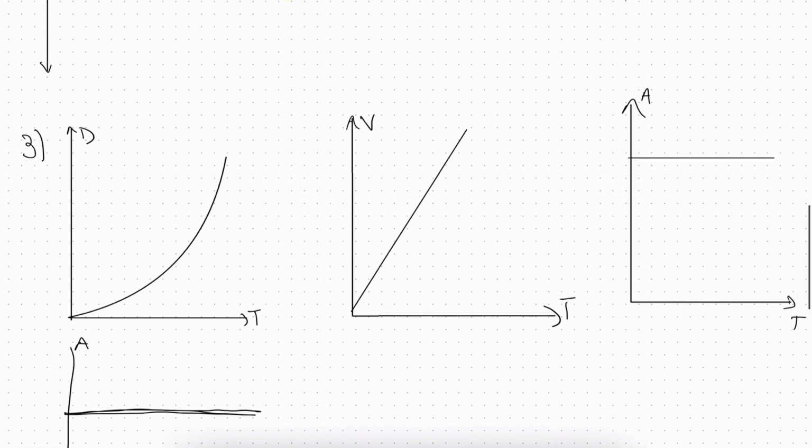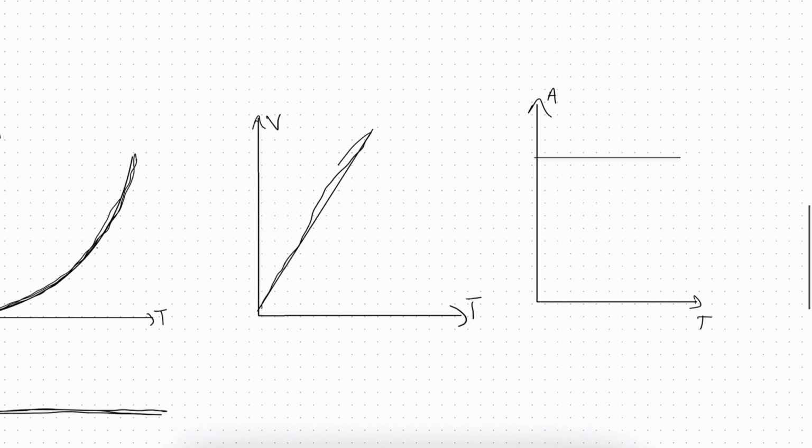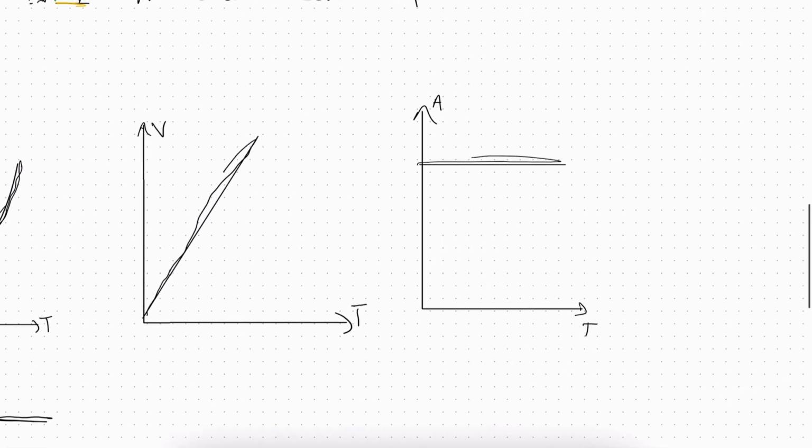So let's look at a distance time graph. If we were to show constant acceleration, over here, there's an exponential increase in the distance. So there's a constant increase in velocity and a non-uniform increase in distance. This indicates constant acceleration. Now over here, we have a constant increase in velocity, which is constant acceleration. And over here, we have acceleration that does not change with time, which is also constant acceleration.